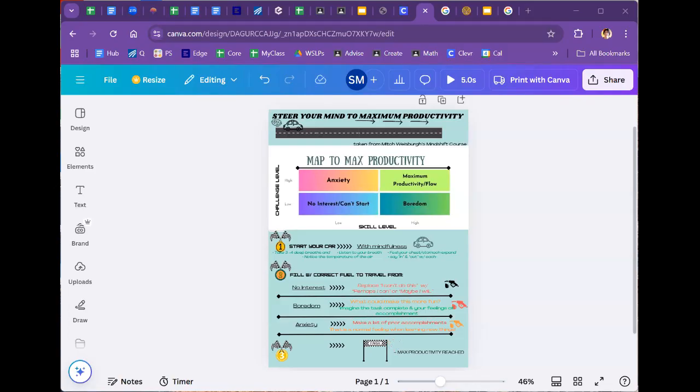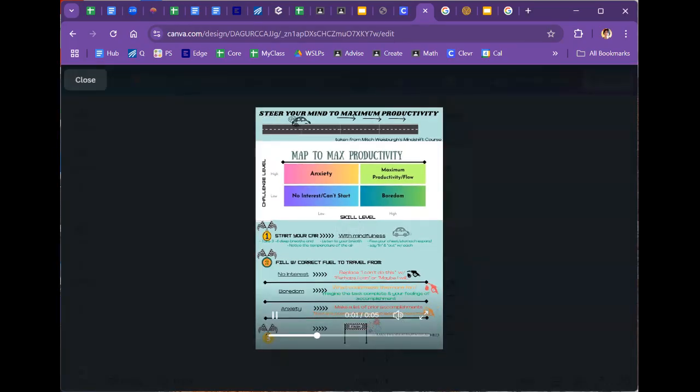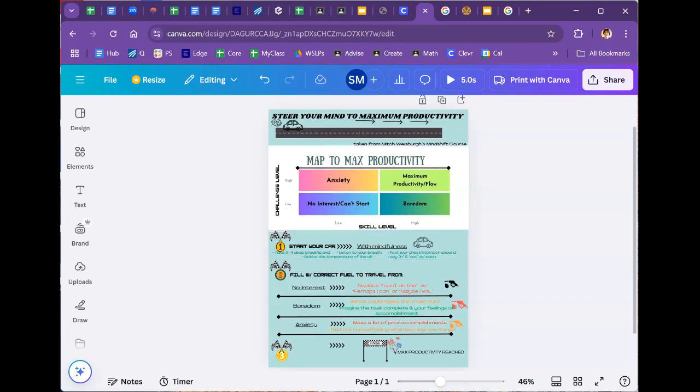So here's a poster. I started to put in animations because we live in a tech age, and this is where I started to slow down. But anyway, I wanted to give students an analogy or metaphor to understand: think of your brain like a car, and how do you want to fuel it to move it through this chart so that you can get to the maximum productivity or maximum flow, as we said. I did change some of the terms in here.